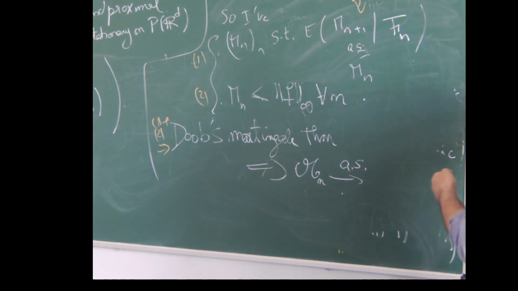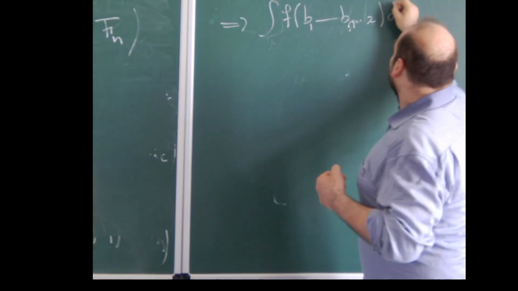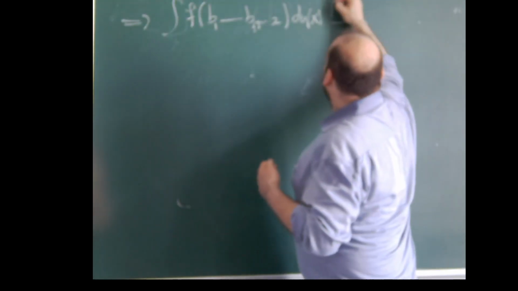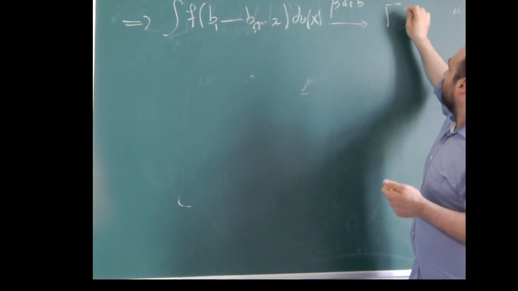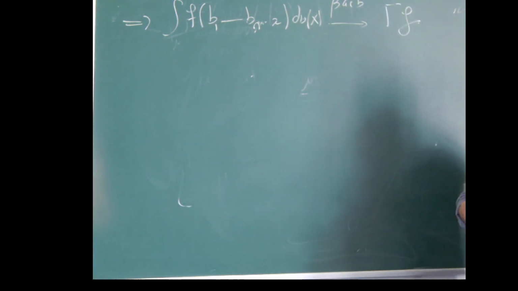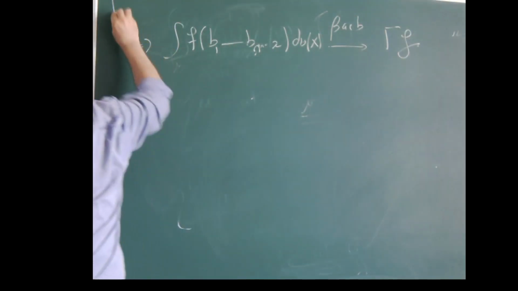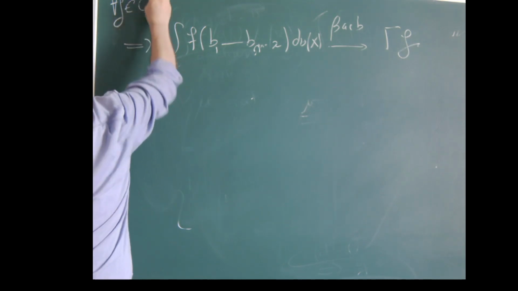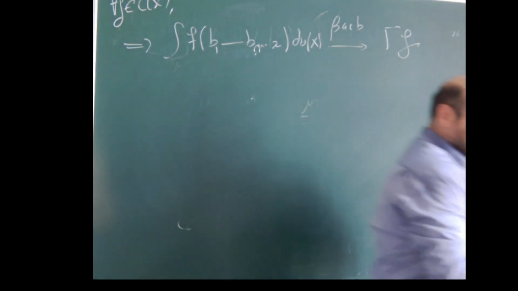So what do I gain? Let me rewrite what I obtained. The integral of F of B1...Bn dot x d nu of x converges, for beta almost every trajectory B, to a functional of f. And the quantifier is for every f. This holds almost surely, for beta almost every B.